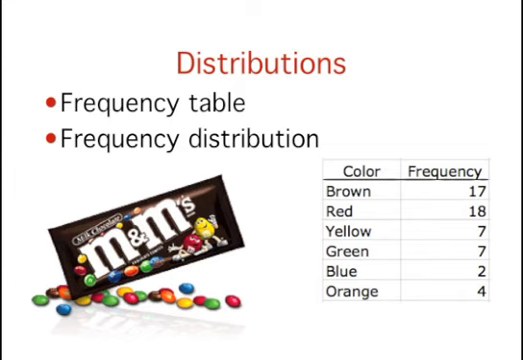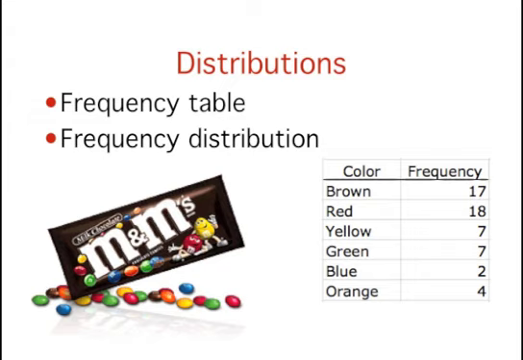I recently purchased a bag of plain M&Ms. The M&Ms were in 6 different colors. A quick count showed that there were 55 M&Ms: 17 brown, 18 red, 7 yellow, 7 green, 2 blue, and 4 orange. These counts are shown in the table.